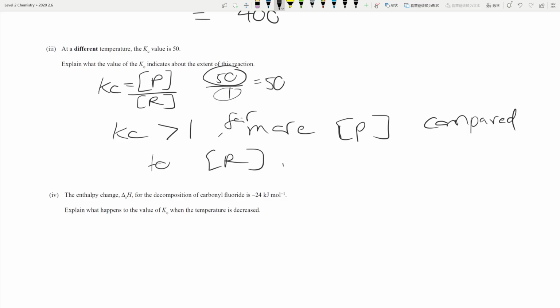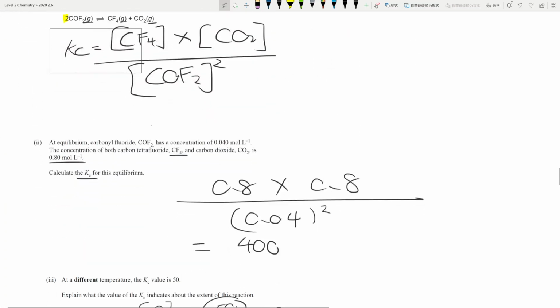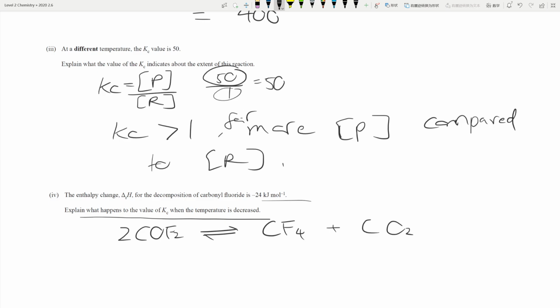Okay. Next one, the enthalpy change for the decomposition is negative 24 kilojoules per mole, and explain what happens to the value Kc when the temperature is decreased. Okay, so we actually need this equilibrium. Let me just write it here. So 2COF2, I'm just going to rewrite the equilibrium so we can use it here, plus CO2. They told us the enthalpy for the decomposition of carbonyl fluoride is negative 24 kilojoules per mole. If you wonder where this came from, this is the equilibrium from the first part.